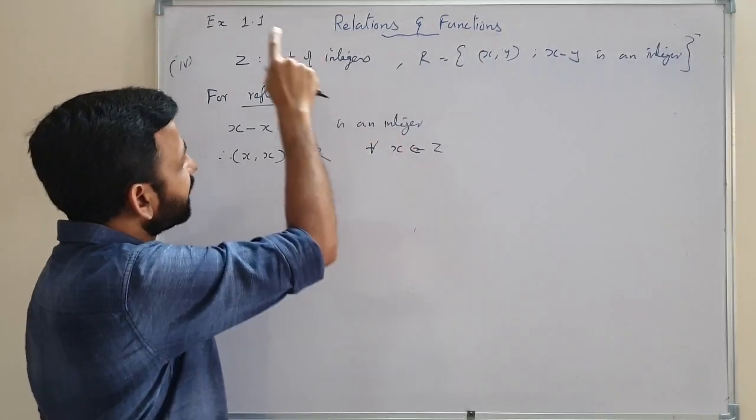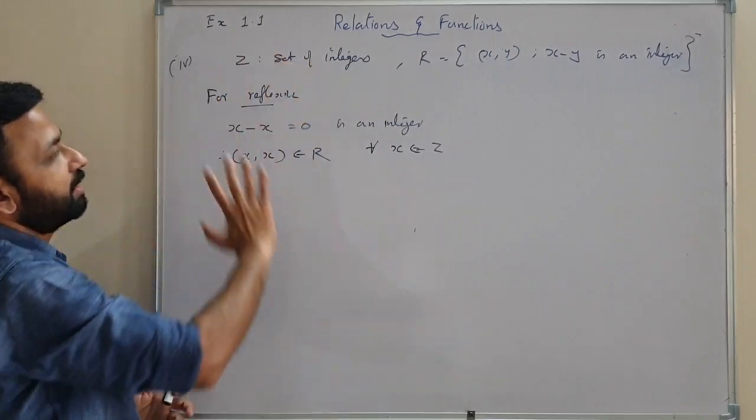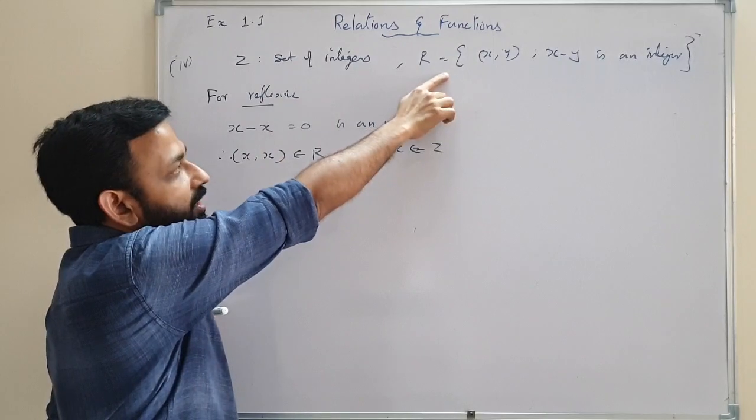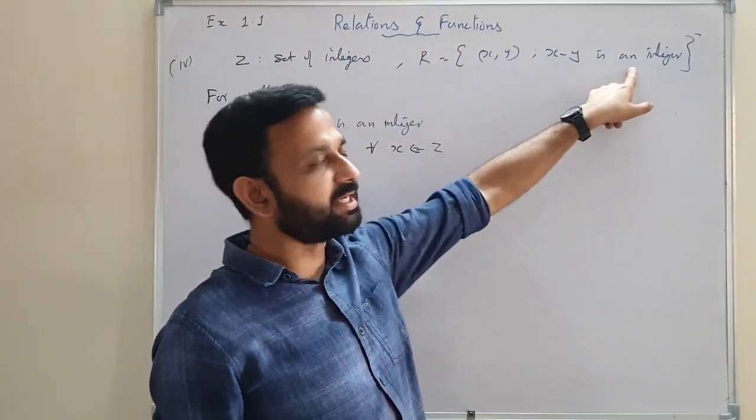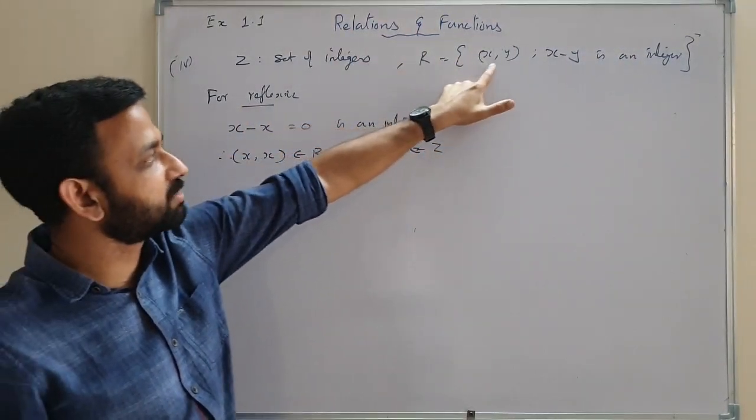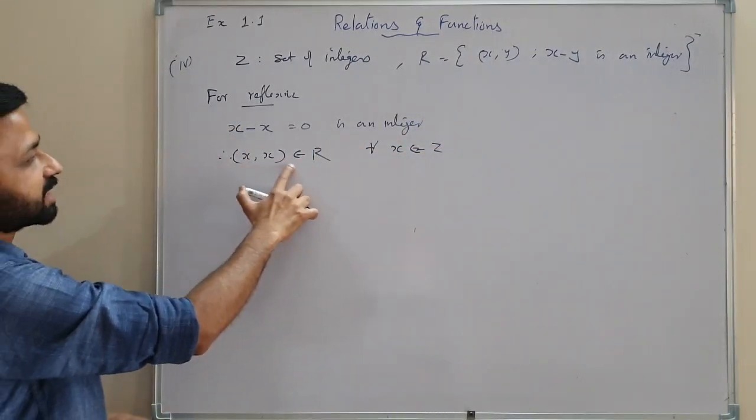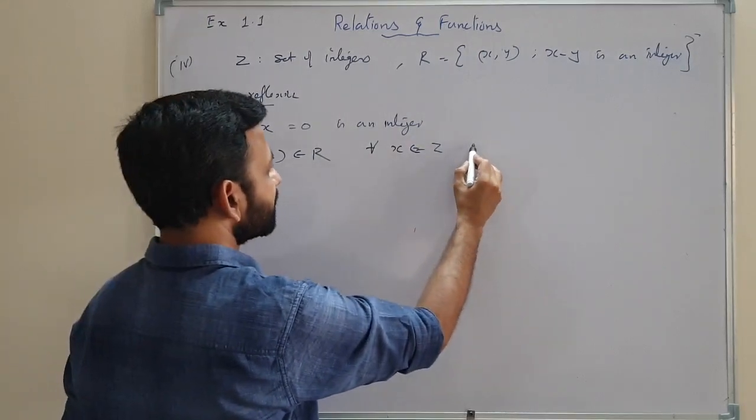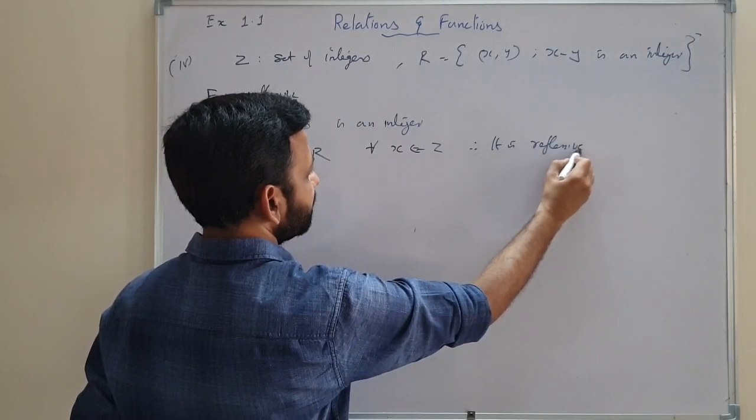So when we take any element from the set of integers, for example 1, 1 minus 1 equal to 0 is an integer. So (1, 1) belongs to R. (2, 2) belongs to R because 2 minus 2 is an integer. And similarly, (100, 100) belongs to R, (minus 1, minus 1) belongs to R, etc. Therefore, (x, x) belongs to R for every x belongs to Z. Therefore, it is reflexive.